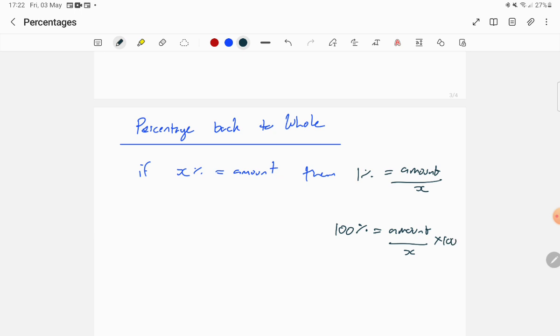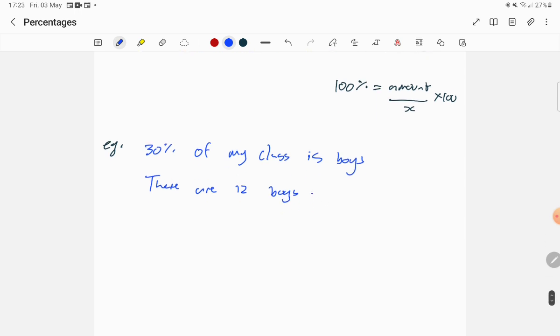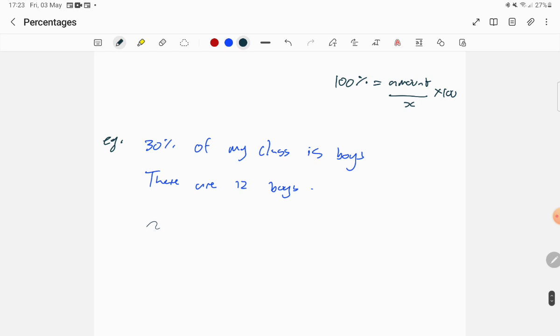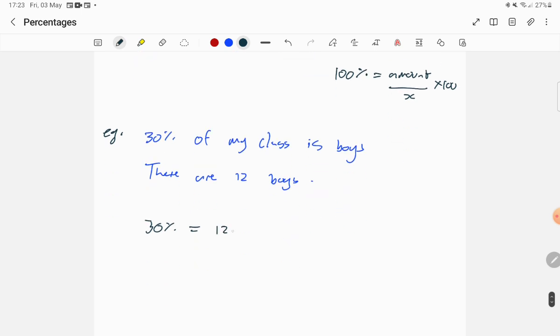So for example, let's say 30% of my class is boys, and there are 12 boys in my class. How big is the class? So here you can say, okay, 30% is equal to that amount. So this is X% is equal to the amount. 30% is equal to 12 learners.